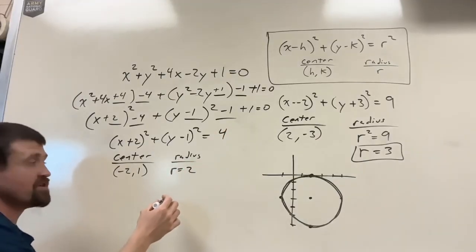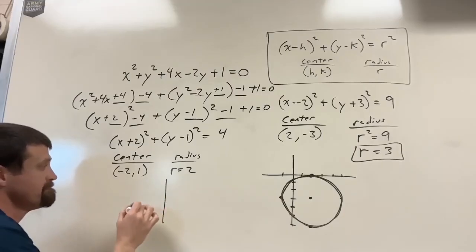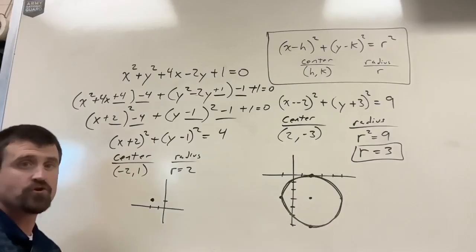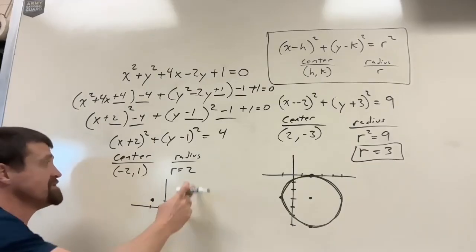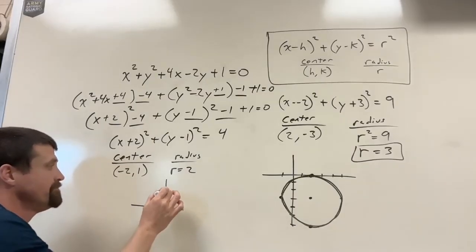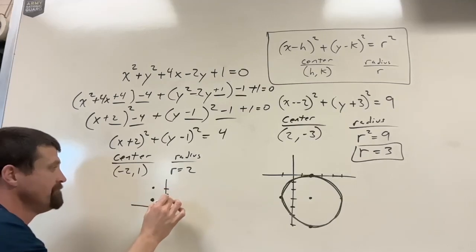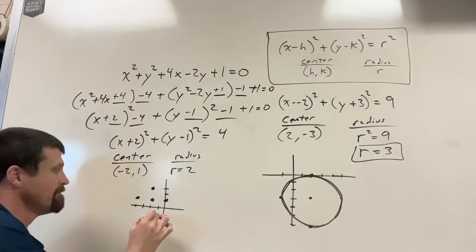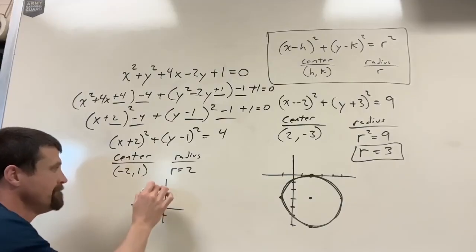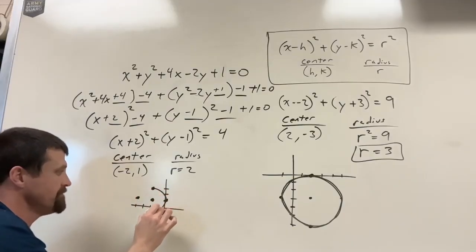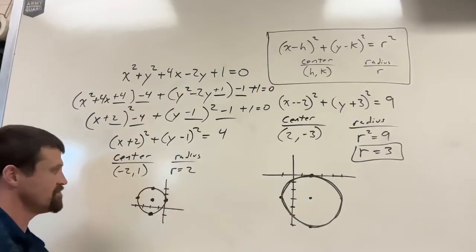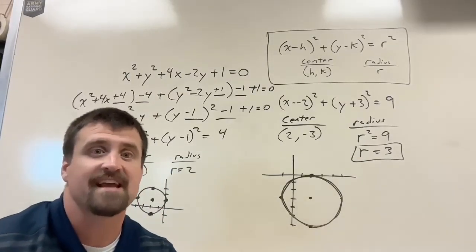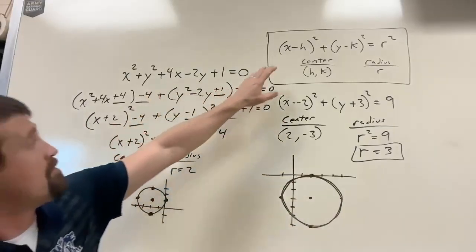If I'm going to sketch this curve, I'll go to (-2, 1), and then I'll go in all 4 directions, a distance of 2, to give me some landmarks as I'm sketching this circle. All right, that's sketching circles from general form or standard form.